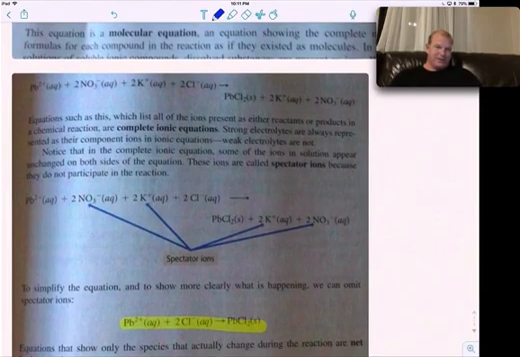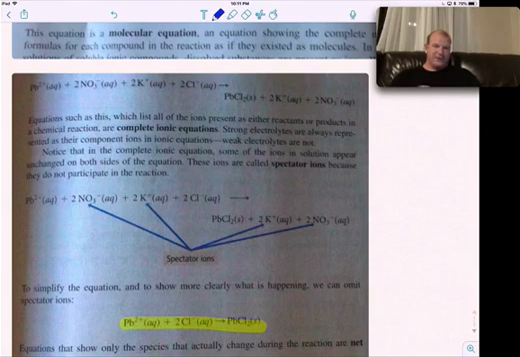Lead nitrate, it's not sticking together as lead nitrate. It breaks apart into lead 2+ ions and 2 nitrate anions, and then 2 potassium ions and 2 chloride anions, and it yields lead chloride, and there are 2 potassium ions and 2 nitrate anions. So this is known as the total ionic equation, or complete ionic equation.